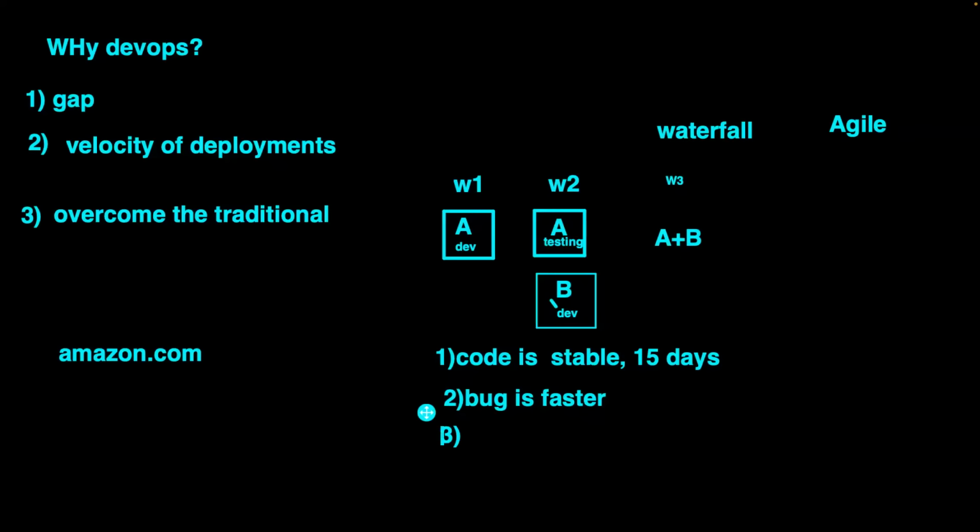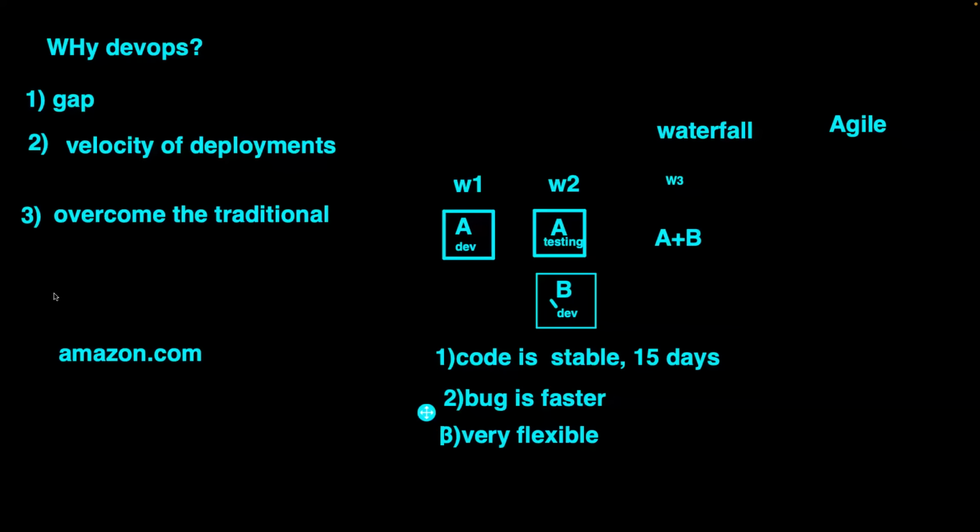Bug fixing is faster. Code is always stable and ready for release, right? Also, code is developed in chunks and parts, not all at once. Also, it's a very flexible model. Because every week they might be coming up with new requirements, new modifications, which can be accommodated because every week you have these repetitive phases, right?